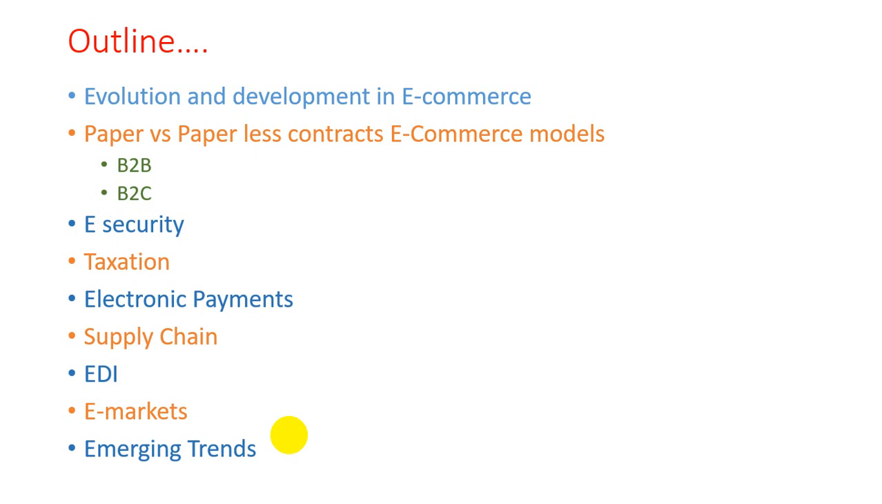Then we will discuss the concept of taxation and electronic payments. In payments we will discuss methods like credit card, debit card, UPI, internet banking, and the many other payment methods available in electronic payments. Later we will discuss the supply chain, how the e-commerce market delivers a product from the warehouse to our home.